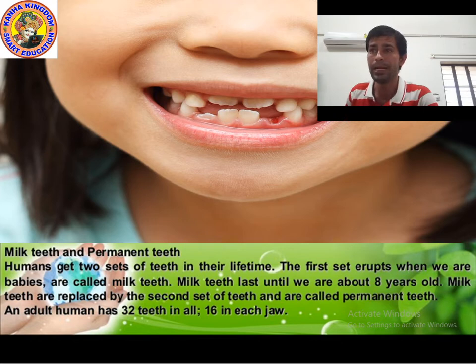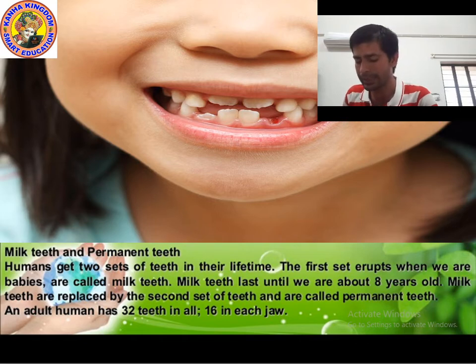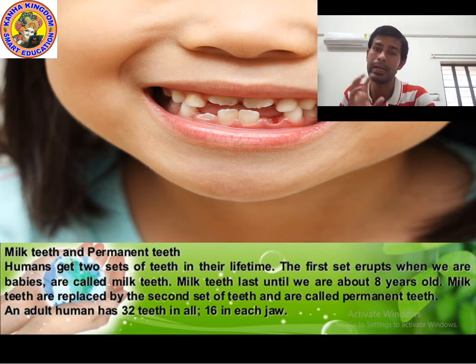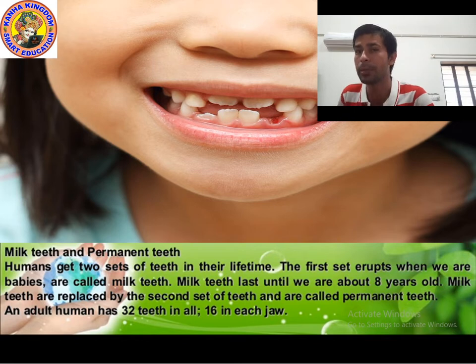Okay. Milk teeth last until we are about 8 years old. What are milk teeth? The first set of teeth that erupt when we are babies are known as milk teeth, and milk teeth last until 8 years old. Milk teeth are then replaced by the second set of teeth, which is known as permanent teeth. So permanent teeth replace the milk teeth.